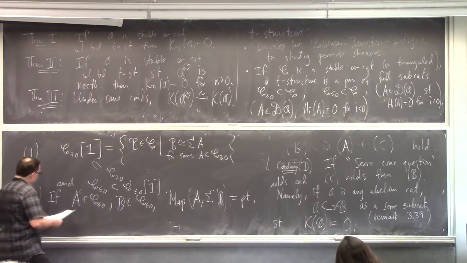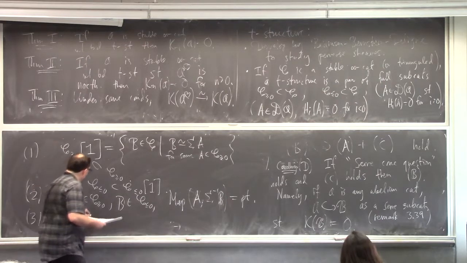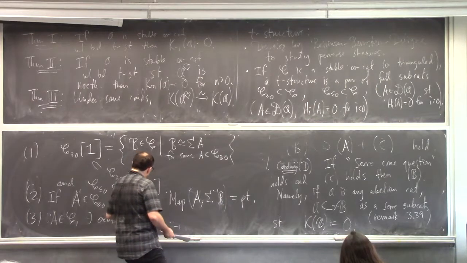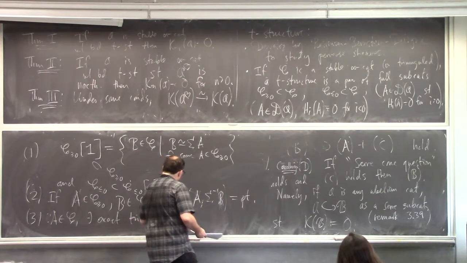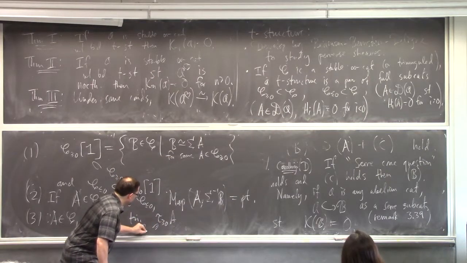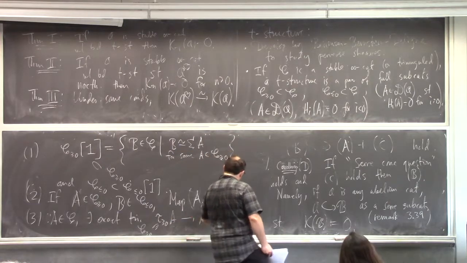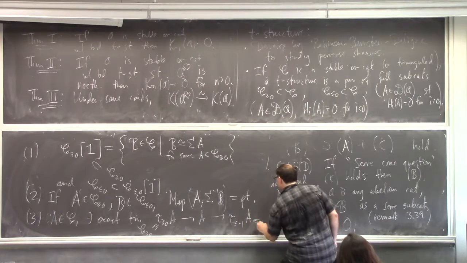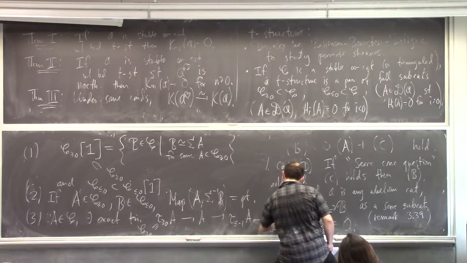And the third condition is, given any A and C, there's an exact triangle that looks like this, where this part sits in the greater than or equal to 0 part, to A, to this, which sits in the less than or equal to 0 part, shifted down.